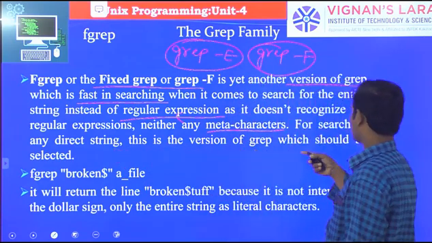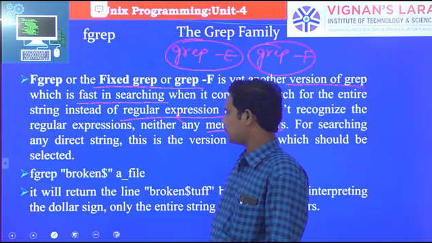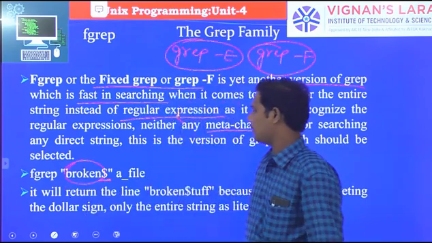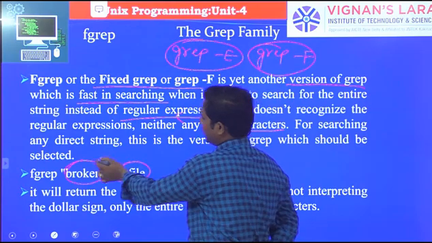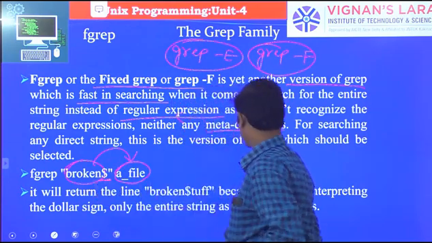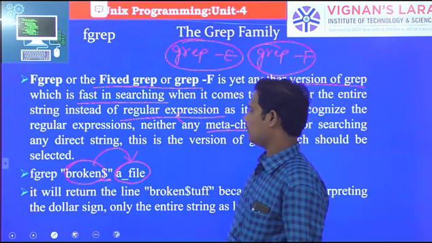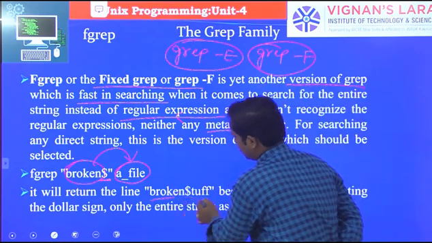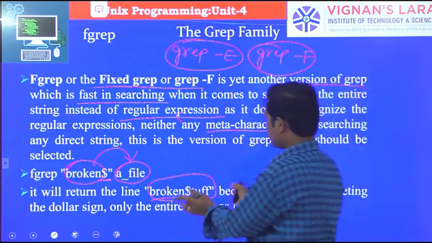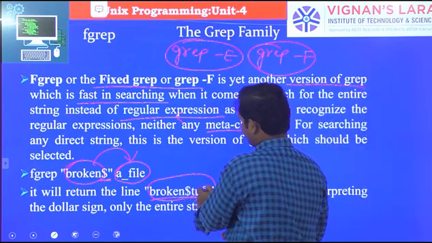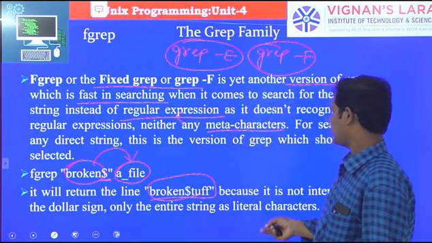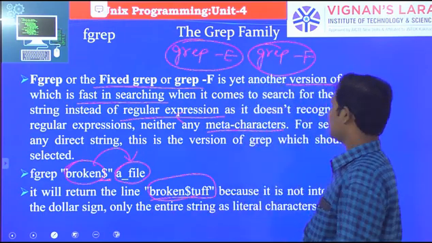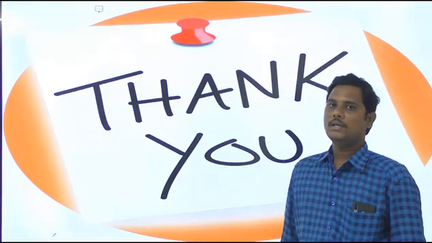Suppose a dollar symbol is at the end, for example broken and a_file. With fgrep, the lines containing broken dollar will be displayed, because it does not interpret the dollar sign; the entire string is matched literally. So this is fgrep.